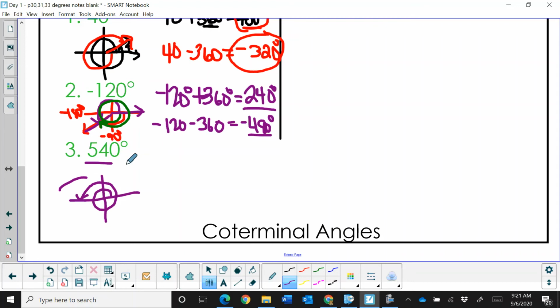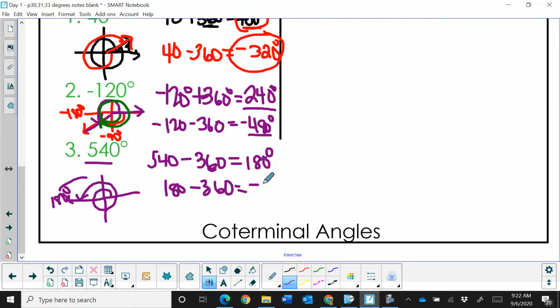Well, since this is such a large angle, I'm going to have to subtract first to try to get it smaller, because I've looped around more than once. When I take 540 and subtract 360, I end up with 180 degrees, which makes sense. That's this angle over here at 180. Now that's a positive coterminal angle. So I'm going to take that answer, 180, and subtract another 360 to get a negative angle. Keep subtracting, and that gives me negative 180.